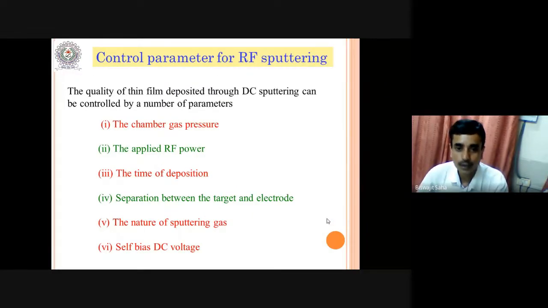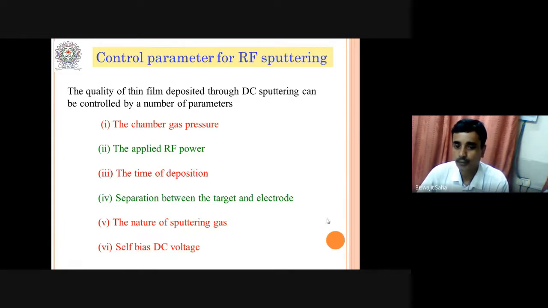Okay, so now let us move to the control parameters for sputtering. We have already mentioned this in the case of DC sputtering also. It requires gas pressure control, because gas pressure maintains the plasma state and its sustainability, and the availability of the ions. The applied RF power governs the acceleration of the ions, the generation of plasma, and the sustainability of plasma; everything depends on the RF power. So RF power should be maintained. Typically, RF power is maintained at 200 watt, and the DC self-bias voltage appears around 250 volt during that time.